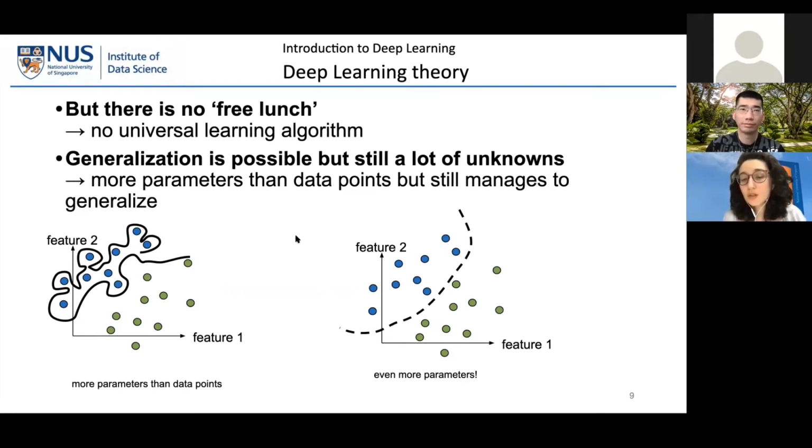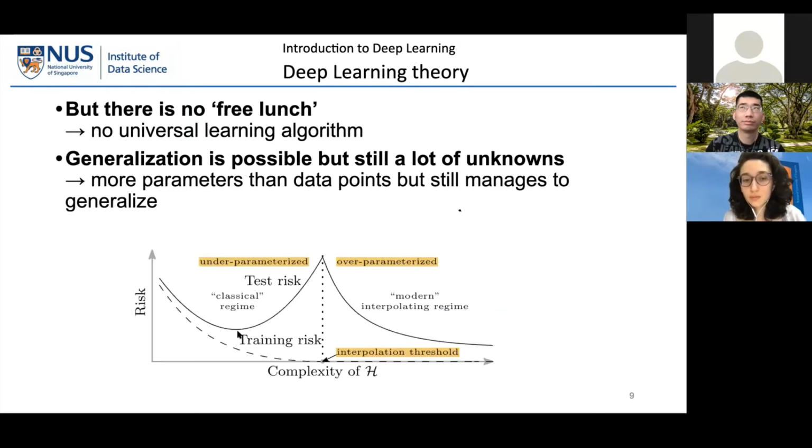And this behavior is not super well understood. So here, what I just described is illustrated in this chart. Let's say that the risk is like the error, okay? The error of prediction. Here you have a training error, and here you have a test error. The complexity of H, which is your model, is the number of parameters of your deep learning model.